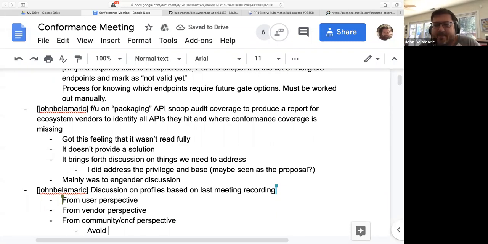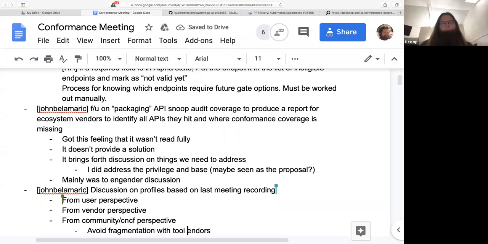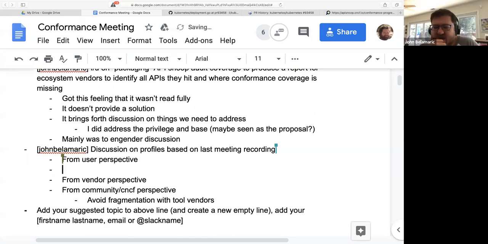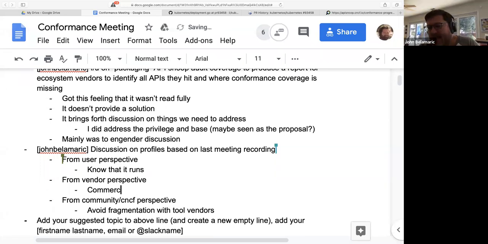Then there's the users who want to know that stuff can run, right? And then there's the vendors who generally share in those goals, but also have this sort of commercial marketing need to get this badge, right? So we don't need to take notes on all this because it's already in the document.